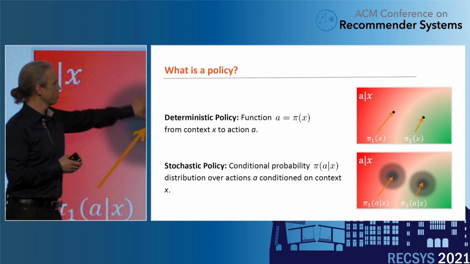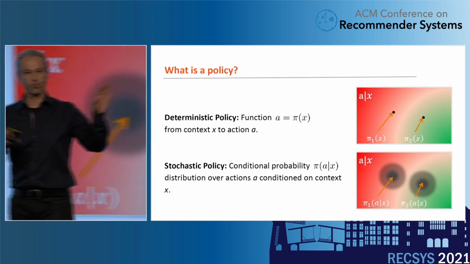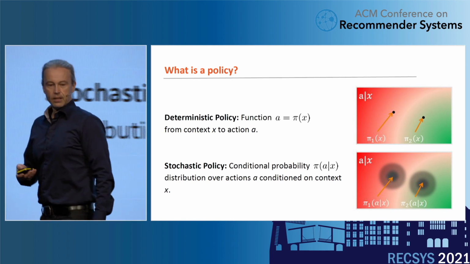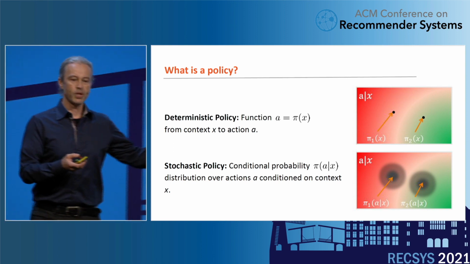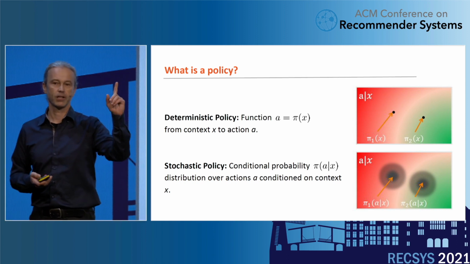So here pi 1 picks from this distribution of actions. Here this one picks from these more greenish actions, the better actions. And of course, the deterministic policy is just a special case of a stochastic policy. You just put all the probability mass on one action.